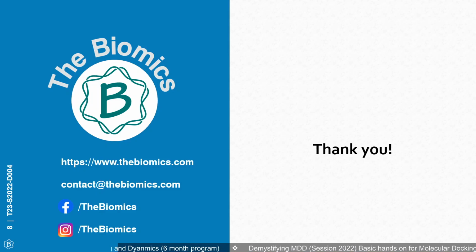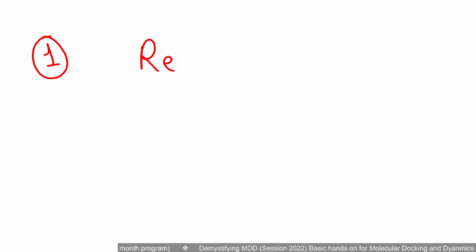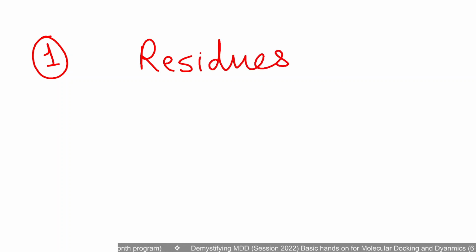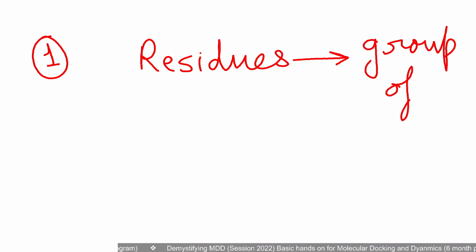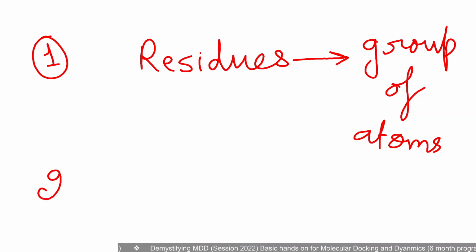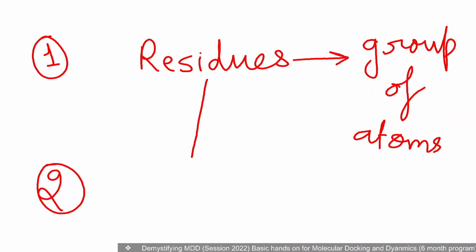Okay, let me just repeat what you have learned today. First part, you can understand that there are residues, and what are residues? They are groups of atoms. And second thing, that one residue interacts with another residue.